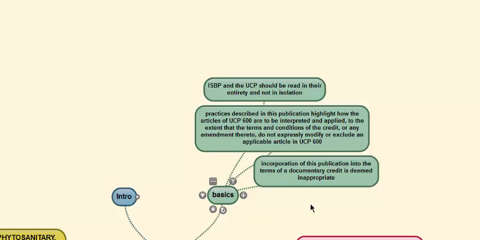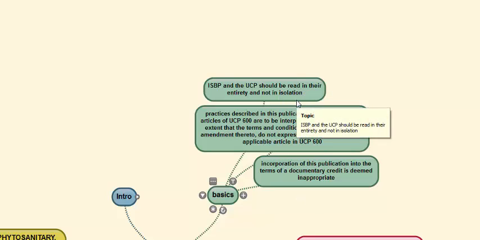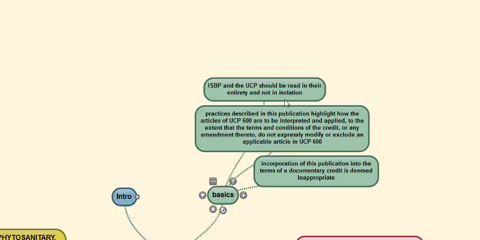The basics are that ISBP and UCP should be read in entirety and not in isolation. The ISBP we should read end to end, UCP we should read end to end, and the concepts discussed here should be applied together to a particular situation in a particular presentation under a documentary credit. It should not be read in isolation. ISBP alone or UCP alone cannot be applied to a transaction. One paragraph alone cannot be applied to a transaction. So it should be read in entirety, and together in conjunction.